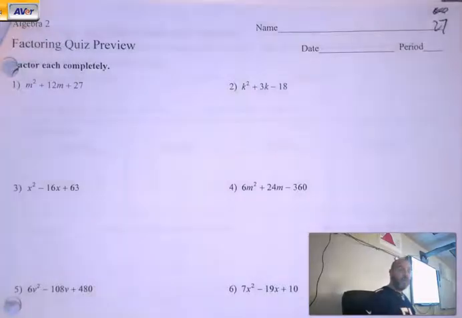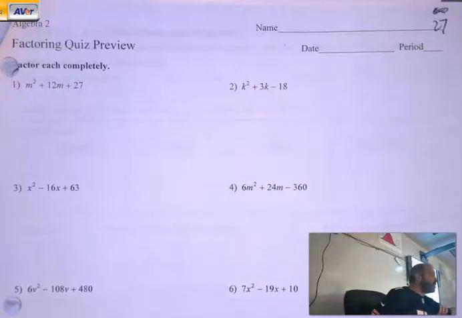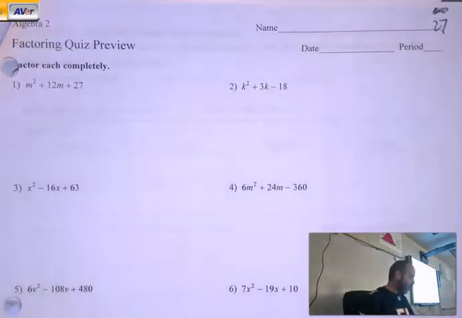Hey, here we go. Okay, factoring quiz preview. We need to get ready for this mini quiz tomorrow. Basically, what you see here is going to be similar in some ways to what you will see tomorrow in the quiz. I'm going to try and actually ease this down a little bit more, just because we're kind of in that infant stage and we're trying to work our way through it and feel a little better.